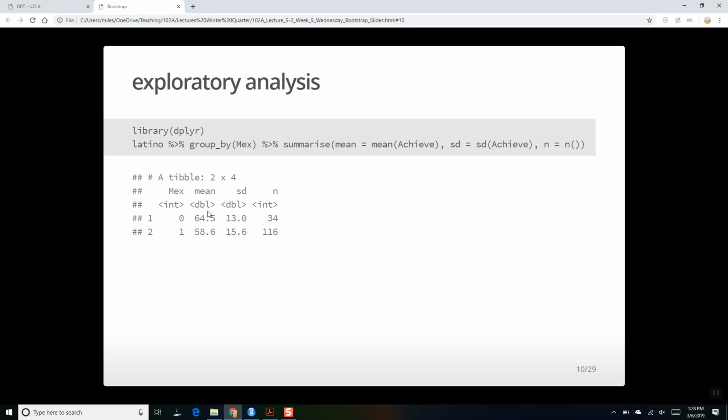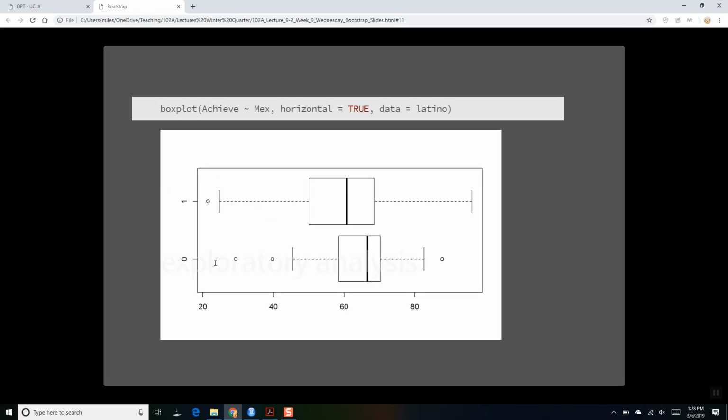Okay, and the question is, this difference between 64.5 and 58.6, is that significantly different from 0? Is there actually a difference, or is it not statistically significant? Okay, so why is this showing up here? I don't know. Here's a box plot showing, down on the bottom, countries other than Mexico, and up on top, immigrants from Mexico. This is kind of what our data looks like.